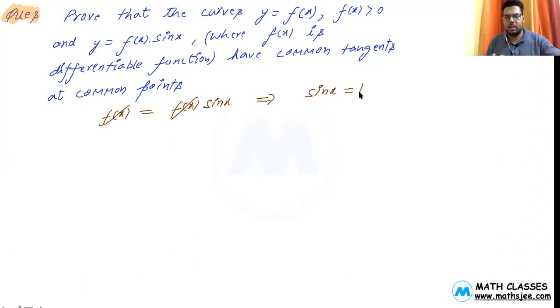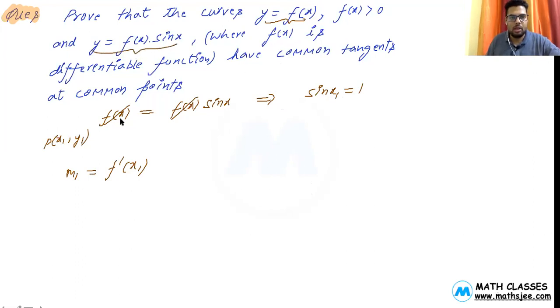So we'll just write down till this point, right? Let us say the point of intersection is assumed to be (x1, y1). So sin of x1 equals 1, that's it. Now we'll try to find the derivatives, right? Let us talk about m1. In m1 we are referring to this, so that is f dash x1, right?